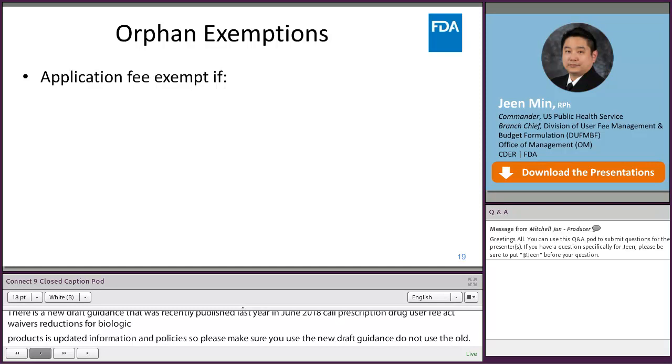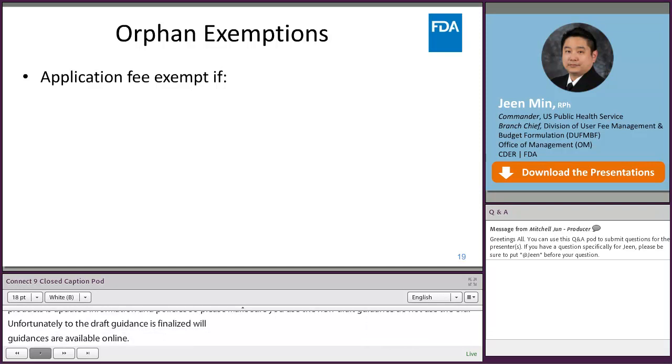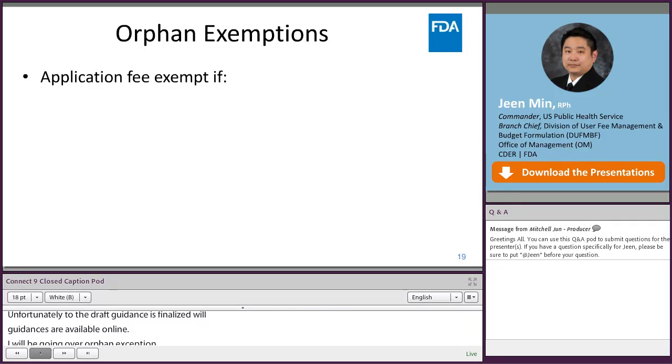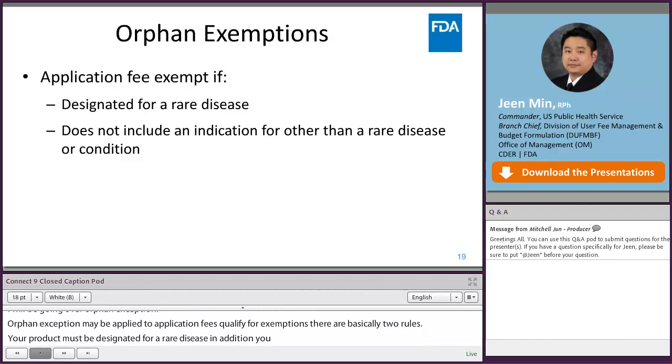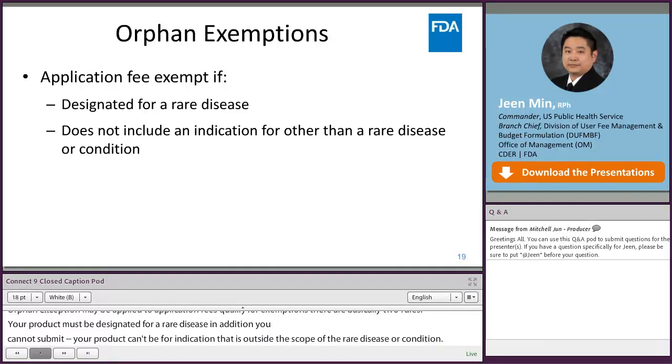I'll be going over orphan exemptions. Now, orphan exemptions may be applied to application fees. To qualify for orphan exemptions, there are basically 2 rules. Your product must be designated for a rare disease. In addition, your product can't be for an indication that's outside the scope of the rare disease or condition. When you submit your application and you have a rare disease and another indication that is not within the scope of the rare disease, it will not qualify for the orphan exemption for an application fee.